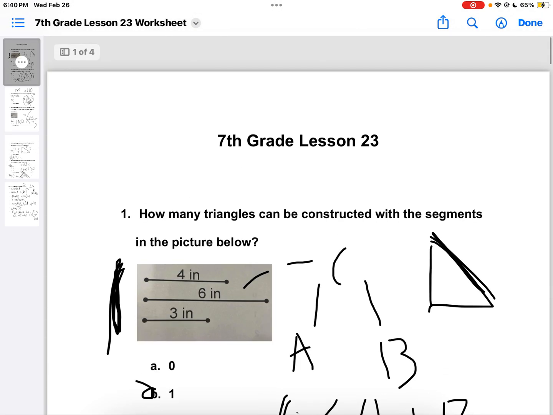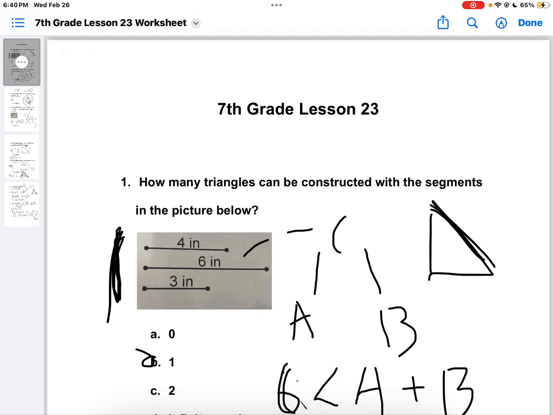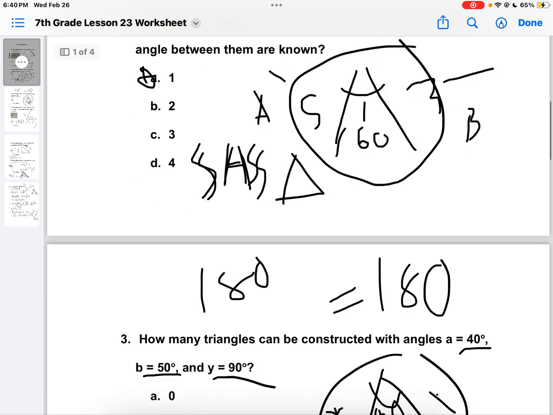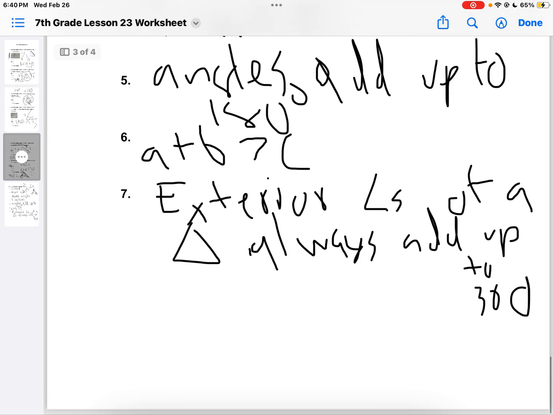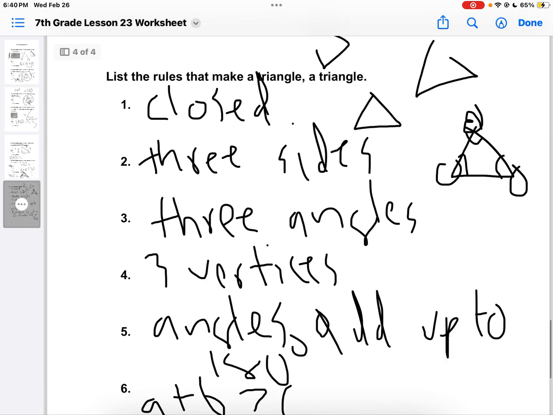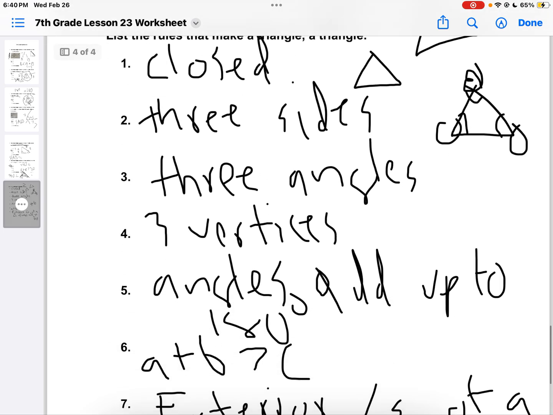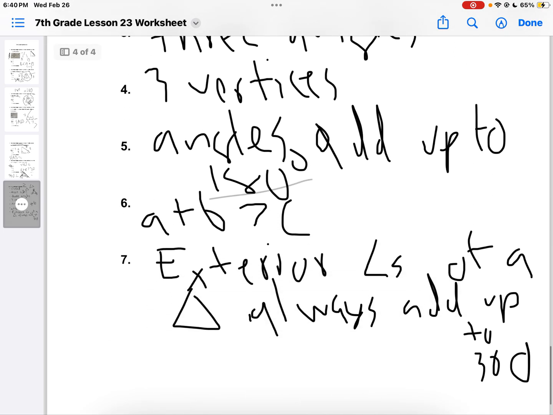So yeah, that's it for today's lesson. It might have been a little bit confusing. If it was, you can always watch YouTube videos or stuff like that. But from 1 to 7, always remember that this is what makes a triangle.